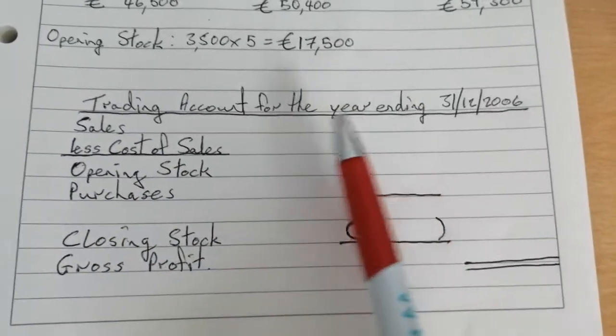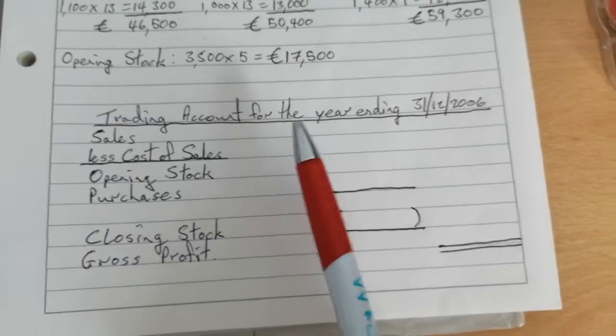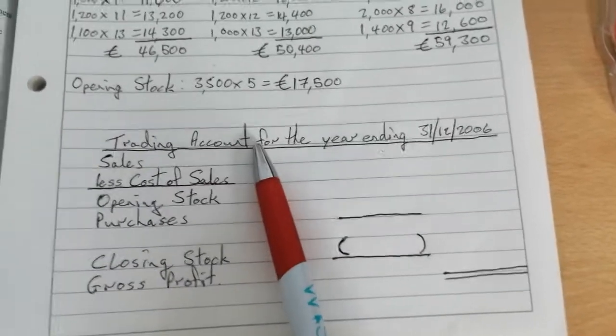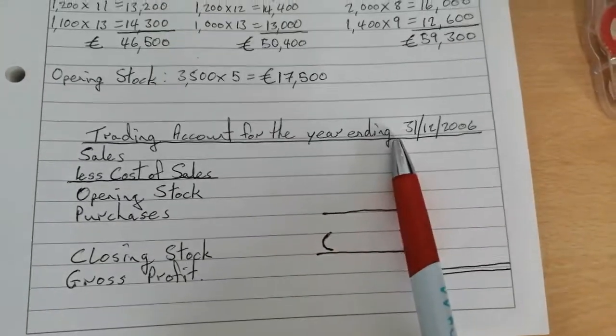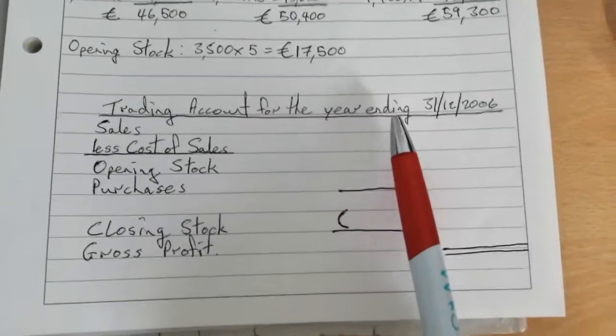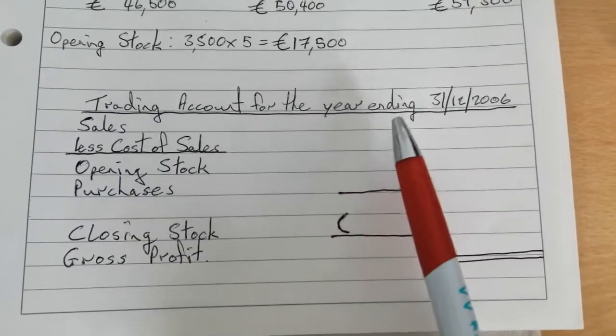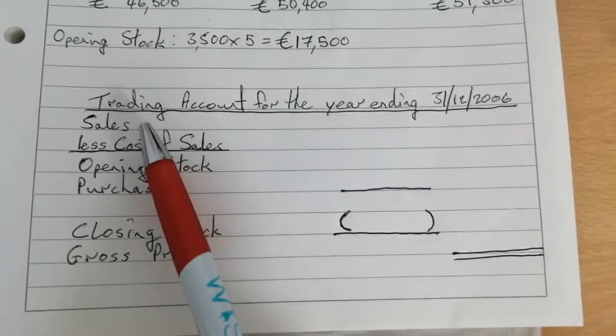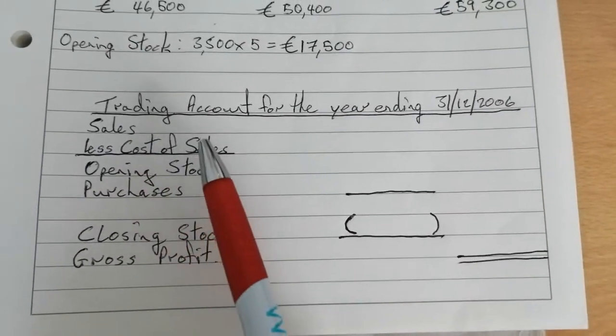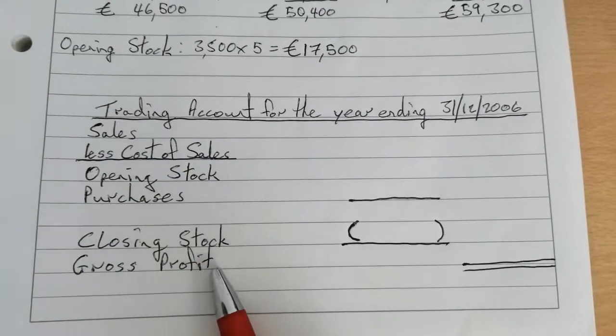Now, if you wanted to be more accurate, you could put in the company's name, trading account of Cape Limited for the year ending, but it is not necessary. You won't get extra marks for doing that in this particular question. And then it's just sales, take away the cost of sales, and it'll leave you with the gross profit.